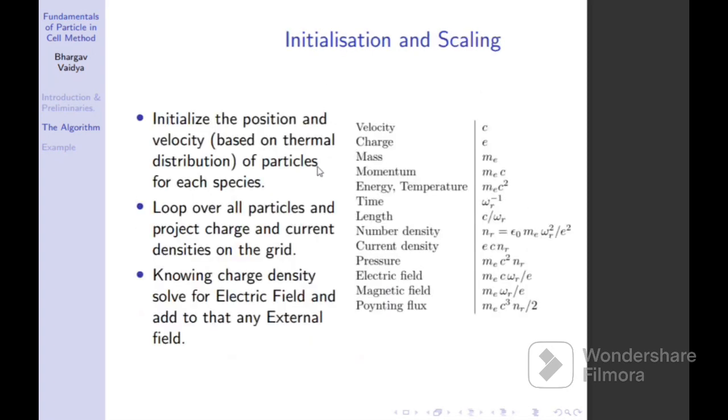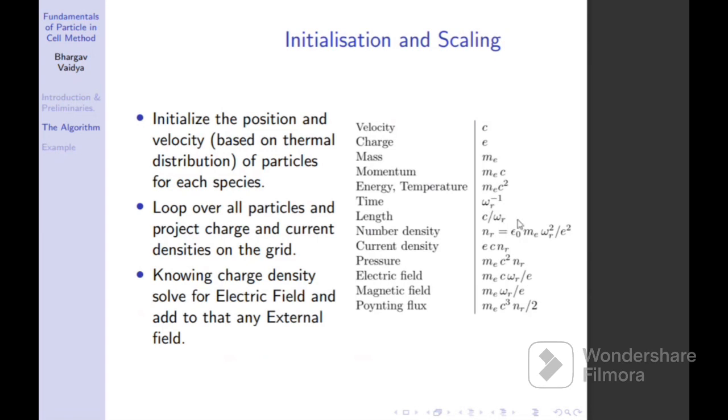But before we go there, these simulations have fundamental scales. Since we are dealing with plasma, we'll have to define the fundamental scales. Of course, the velocity is c, the speed of light. Charge is the electron charge. Mass is the electron mass. Momentum is given by this. Energy is this. Time is chosen: you have something called the plasma frequency, and the inverse of the plasma frequency is set as the time scale.